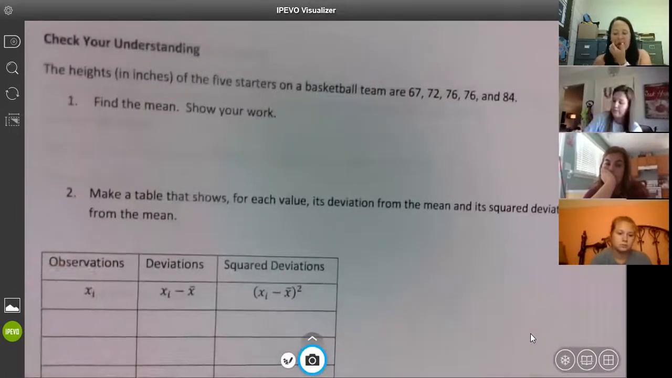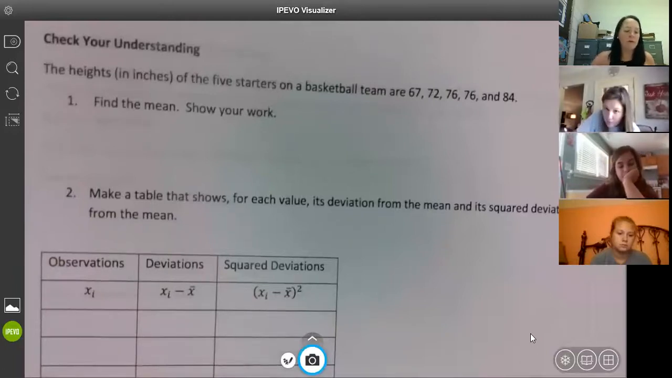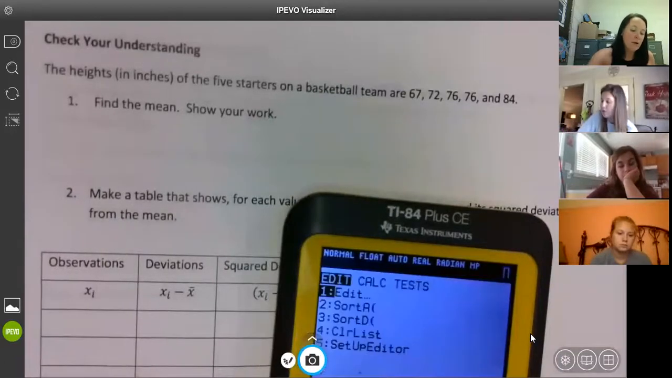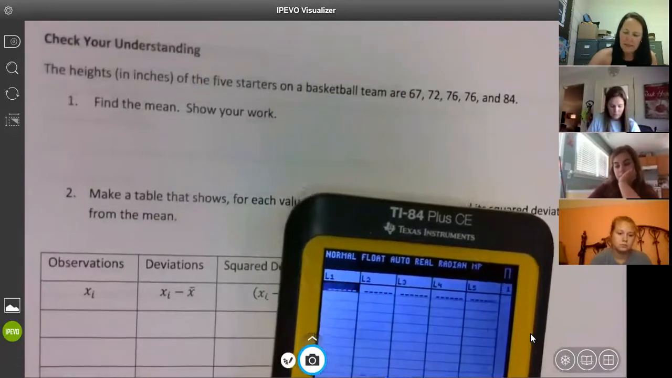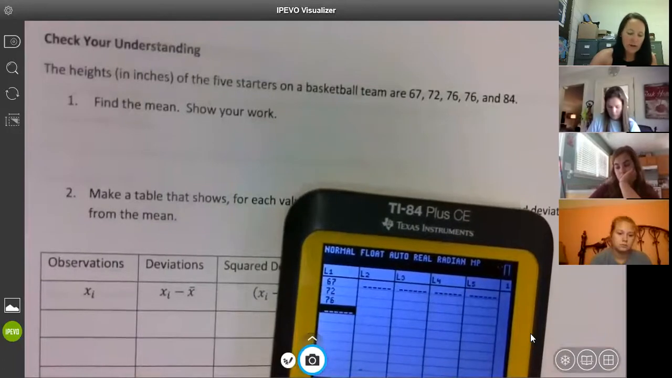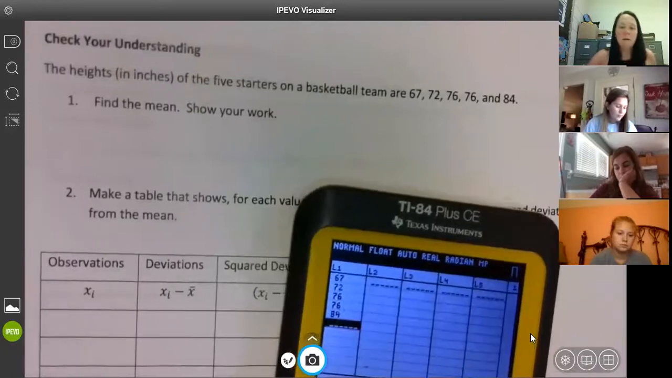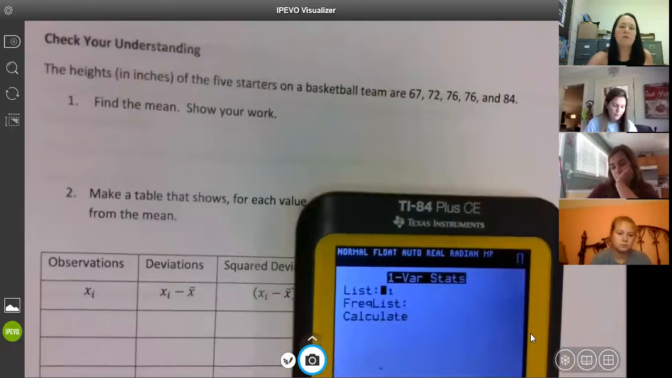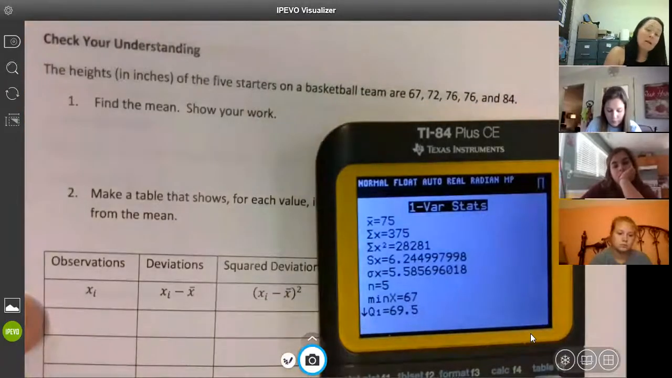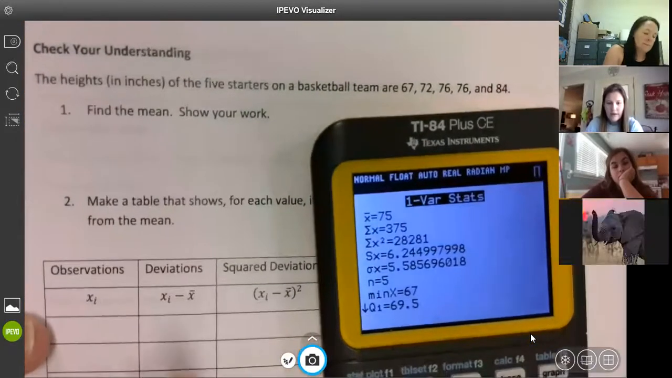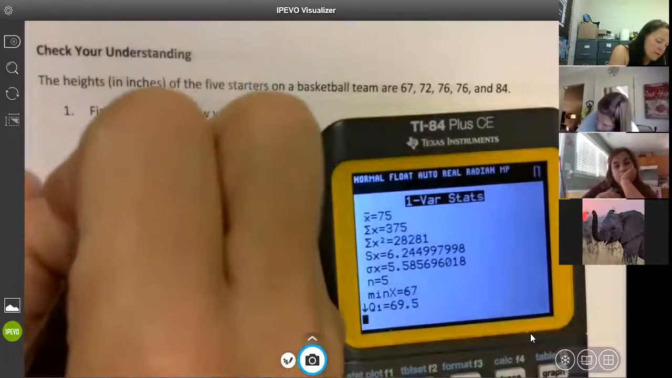All right, check your understanding. It says the heights in inches of the 5 starters on a basketball team are given. Find the mean, show your work. Y'all, I'm just going to do it on one var stats. If you don't want to do it, that's fine. I'm just going to show you. We're going to go into stat and edit. I taught you how to do this yesterday, so just kind of revamping. 67, 72, 76. If you have your calculators and you want to do it, that's fine. It doesn't matter what order you put them in. All right, stat, calc, one var stats, calculate it. So what's our mean? 75. So we're looking for x bar is 75.